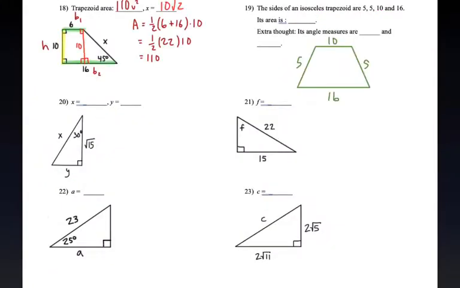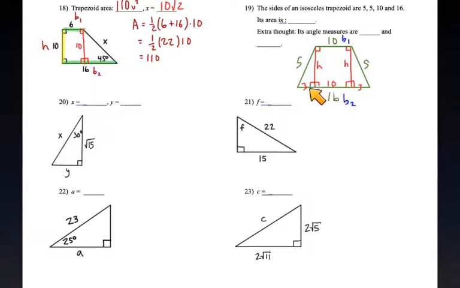All right, the sides of an isosceles trapezoid are 5, 5, 10, and 16. Therefore, it's going to look like this. Its area is what? Well, 10 is B1, 16 is B2. Doesn't matter the order of that. Every time we have an isosceles trapezoid, we make a rectangle in the middle, 2 congruent right triangles on the right. So because of the rectangle, this 10 drops down and becomes a 10.